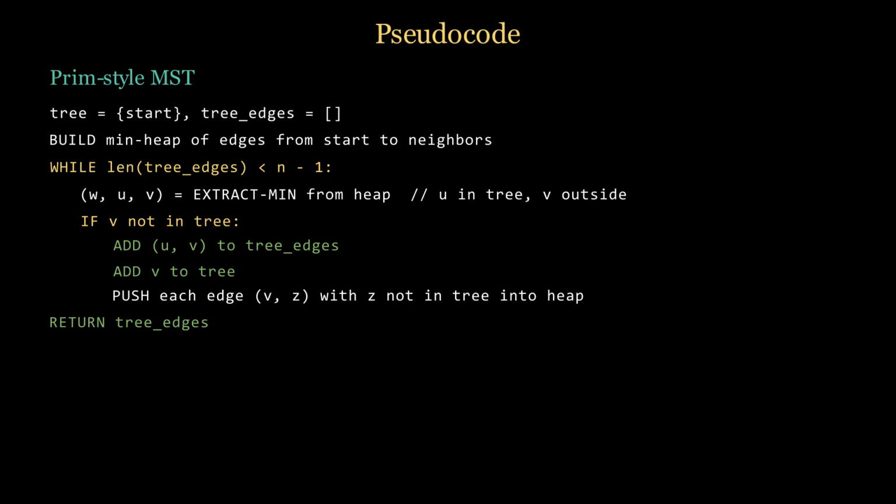Prim: start from one vertex. Keep a min heap of edges from the tree to the rest. Repeatedly take the cheapest such edge. If the new vertex is not yet in the tree, add the edge and the vertex, then push all edges from that vertex to the outside into the heap. Stop at n-1 edges.